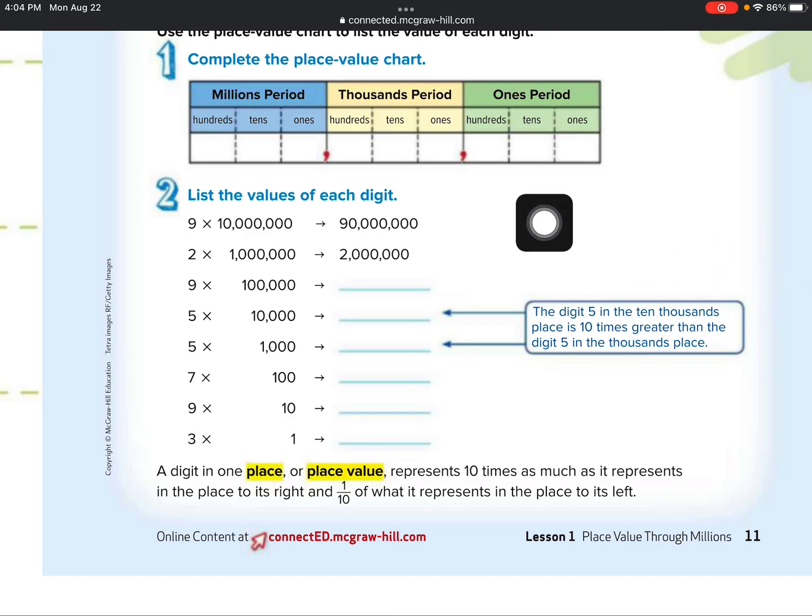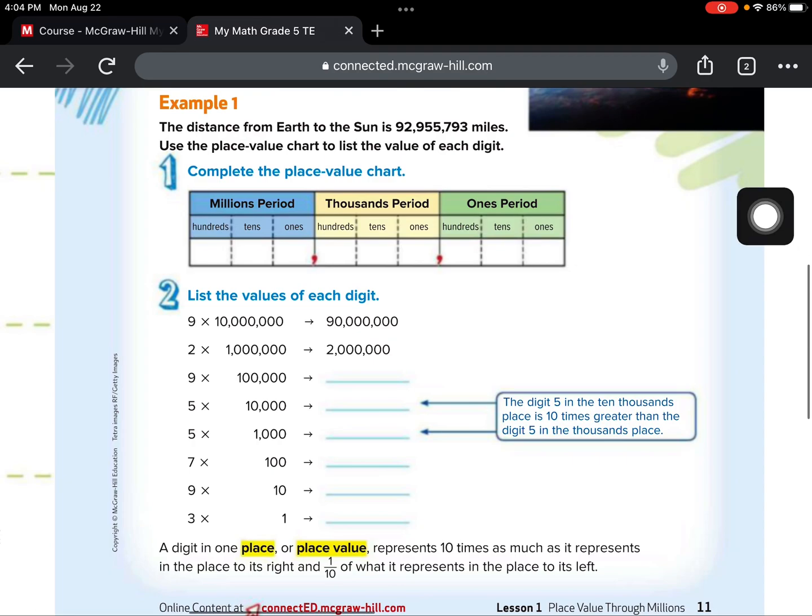This is written in expanded form where you're listing the values of each digit. They're getting their numbers from this number right here, and each number you're listing the value. So the very first number is 90 million. So 9 times 10 million equals 90 million. And you continue on with the pattern.